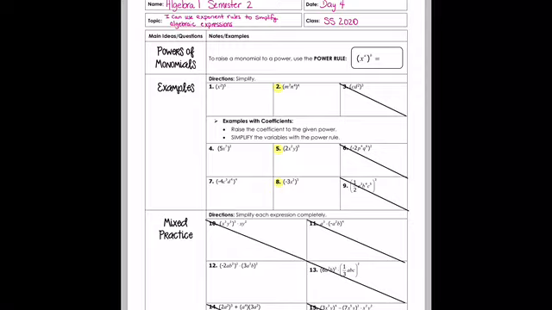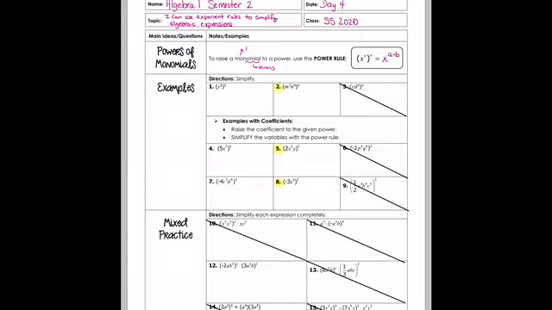If you have a monomial, it means a single term. Mono means one, nomial means terms or parts. So if you have a monomial, you're looking at one term. And if we're raising that one term to a power, we're going to use the power rule. Basically what happens is we're going to take our exponents and multiply them together.